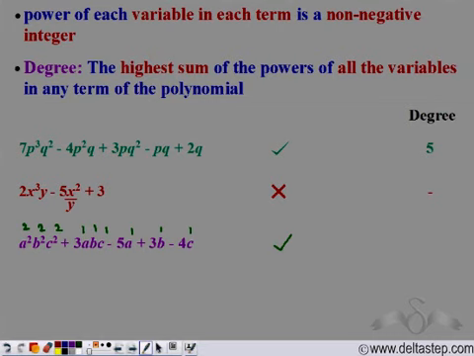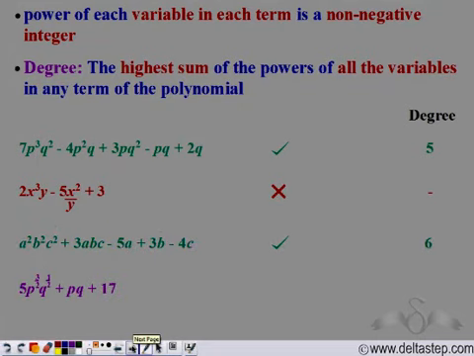What is the degree of this polynomial? We have already seen that for calculating the degree, we take each term and take the sum of the powers. So in this term, the sum of the powers is 2 plus 2 plus 2, which is 6. In this term, the sum of the powers is 1 plus 1 plus 1, which is 3. Here it is 1, 1, 1. Now we have got all the sums of the powers and we take the highest sum, which is 6 here. So the degree of this polynomial is 6.